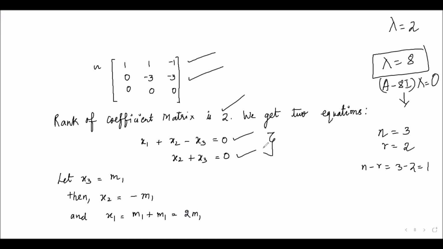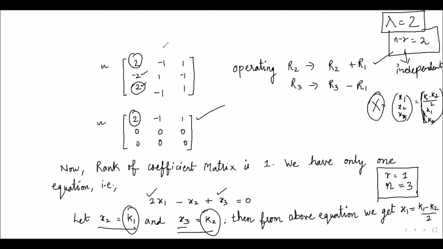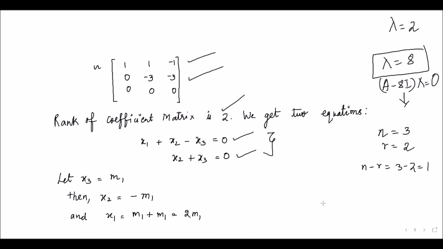See, here we have two equations. Earlier, we were getting only one equation, but now we are getting two equations. So we will be assuming one free variable, and since n minus r is 1, we need to find only one eigenvector. The free variable which we will be assuming here will be x3. We have assumed x3 as m1. x3 is free to take any real value m1.